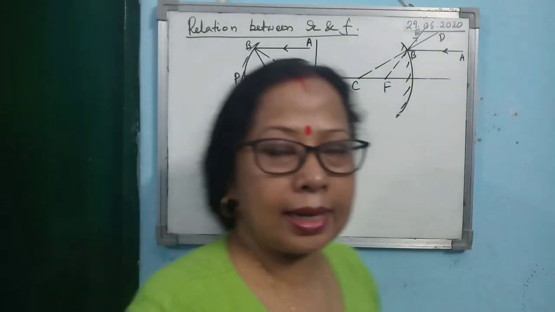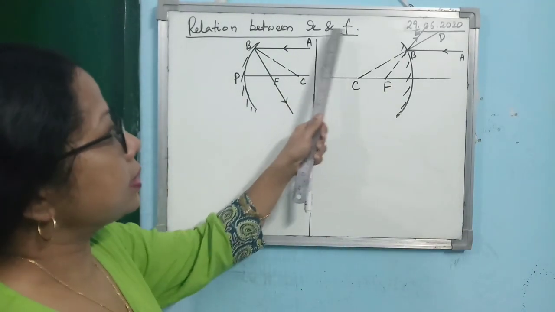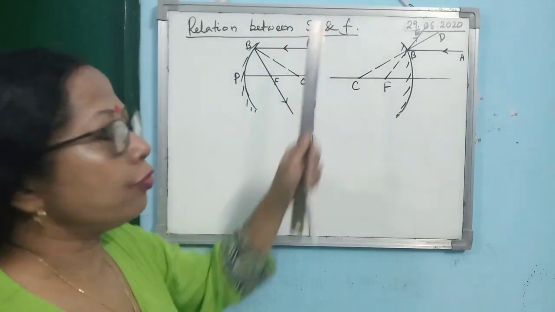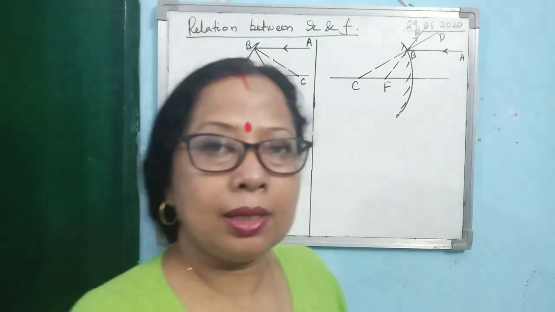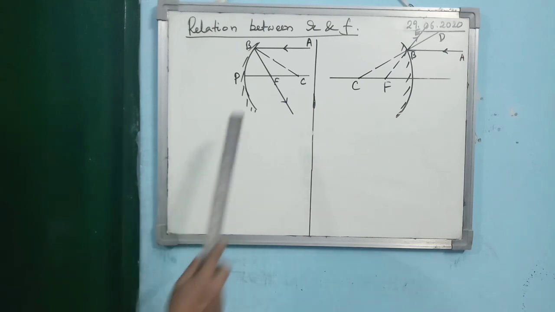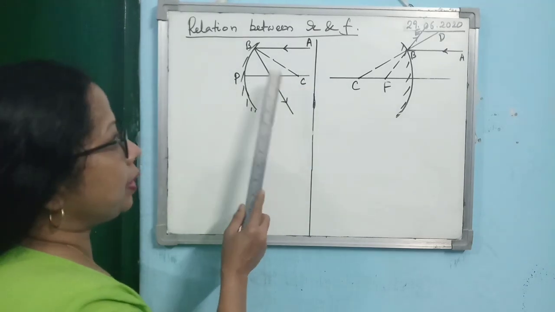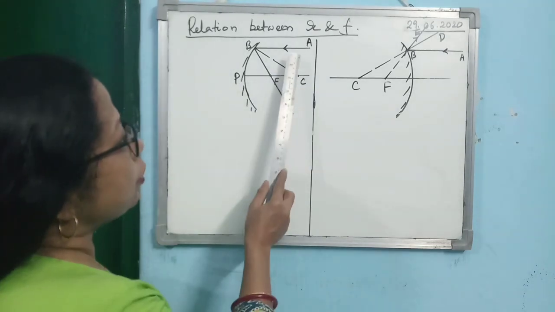Now listen, the next one is the relation between the radius of curvature and focal length. We have to do the mathematical derivation for it. For this one, first you draw the concave mirror. As I said, PC is 6 cm, you will take PF as 3 cm.